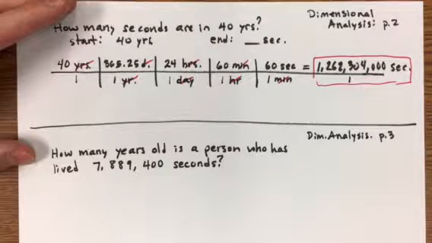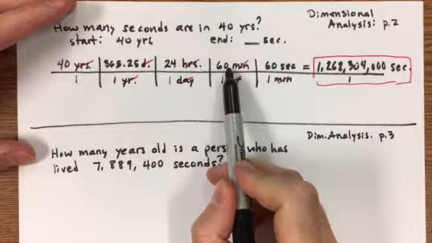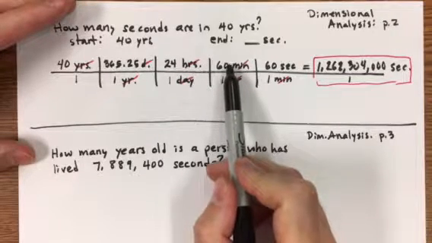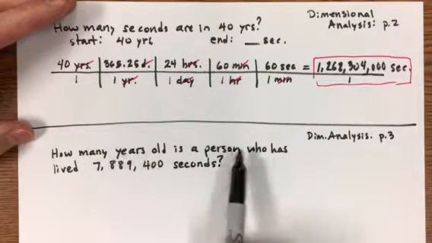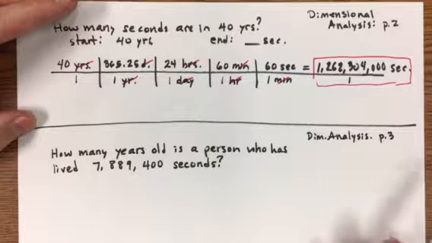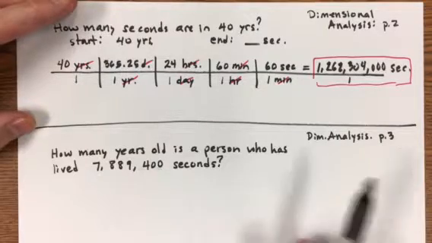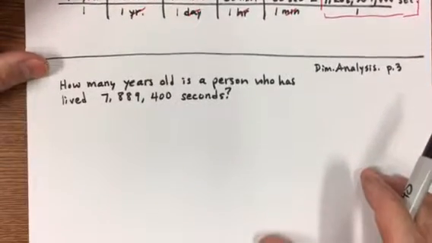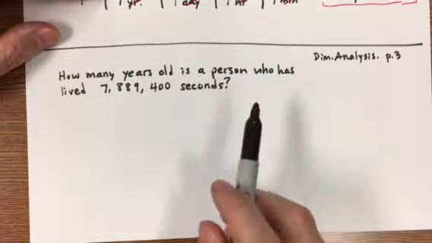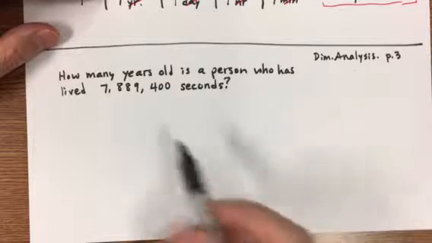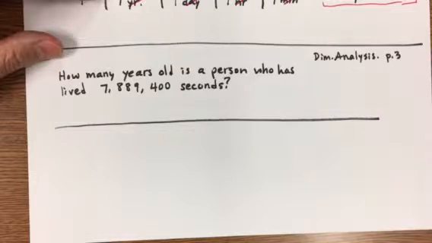To illustrate the point that large numbers don't always necessarily have to go on the top of the fraction when you're doing conversion factors and dimensional analysis, we're going to look at this problem here. How many years old is a person who has lived 7,889,400 seconds? Again, I would encourage you to work along with me and ahead of me, pause the video and try to do the work, then start it and see if you did it right, and then pause it again and watch it again and try to understand.